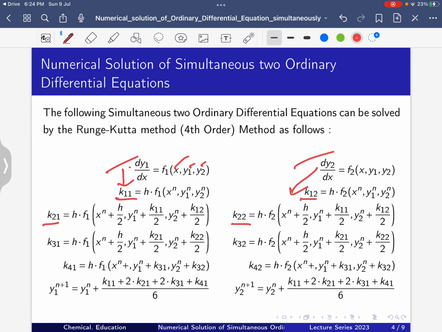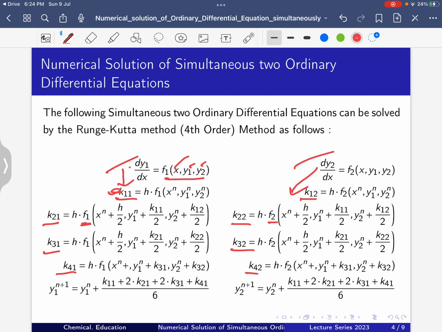k21 is h into f1 of xn plus h by 2, y1n plus k11 by 2, and y2n plus k12 by 2. So remember, this function 1 we use for k21, and for k22 we will use function 2, because for this side ODE we need k22. So k22 is function 2 with similar variables: xn plus h by 2, y1n plus k11 by 2, y2n plus k12 by 2. Similarly we can calculate k31, k32, and then k41 and k42.